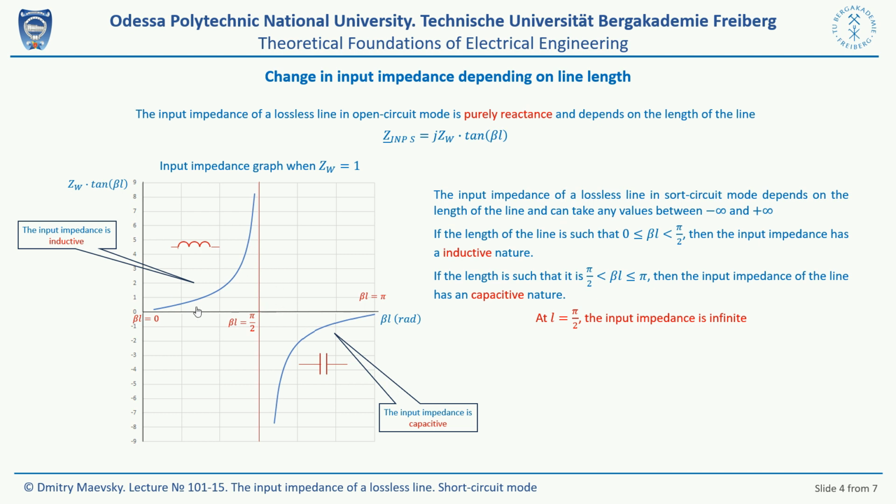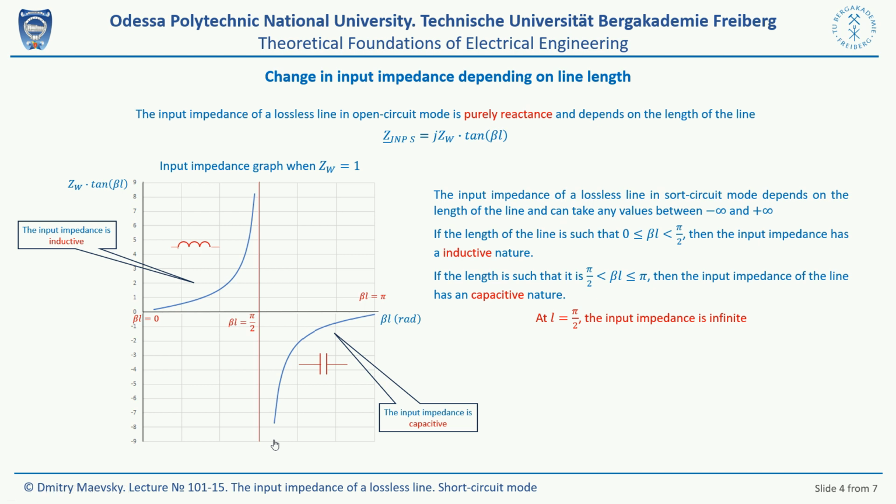With further lengthening of the line, the nature of the input impedance changes dramatically. It becomes negative, varying from negative infinity to 0. In this range, from half pi, as you can see, to pi, the line is equivalent to a capacitor with arbitrary, even infinitely large capacitance.